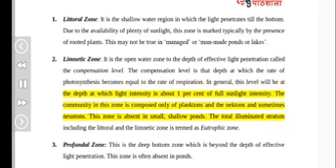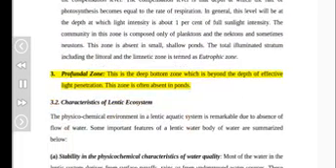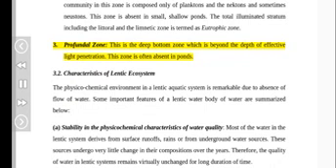The community in this zone is composed only of planktons and the nektons and sometimes neustons. This zone is absent in small, shallow ponds. The total illuminated stratum including the littoral and the limnetic zone is termed the euphotic zone. 3. Profundal zone. This is the deep bottom zone which is beyond the depth of effective light penetration. This zone is often absent in ponds.